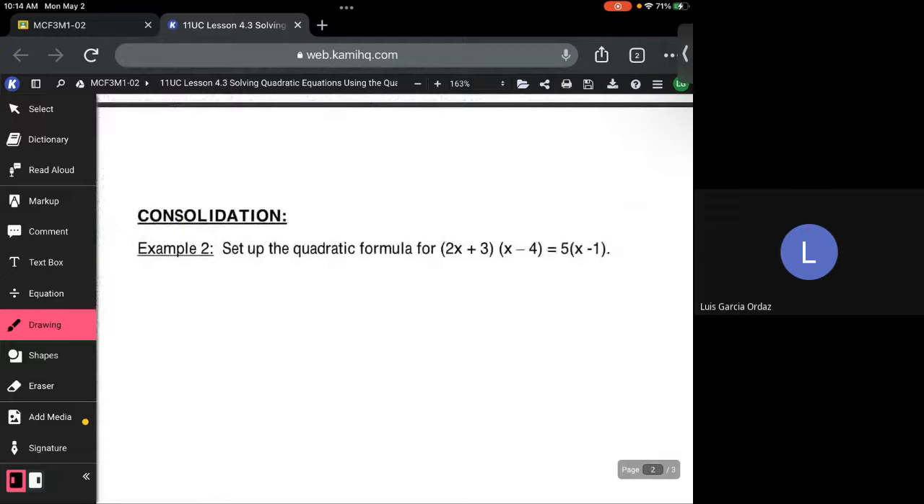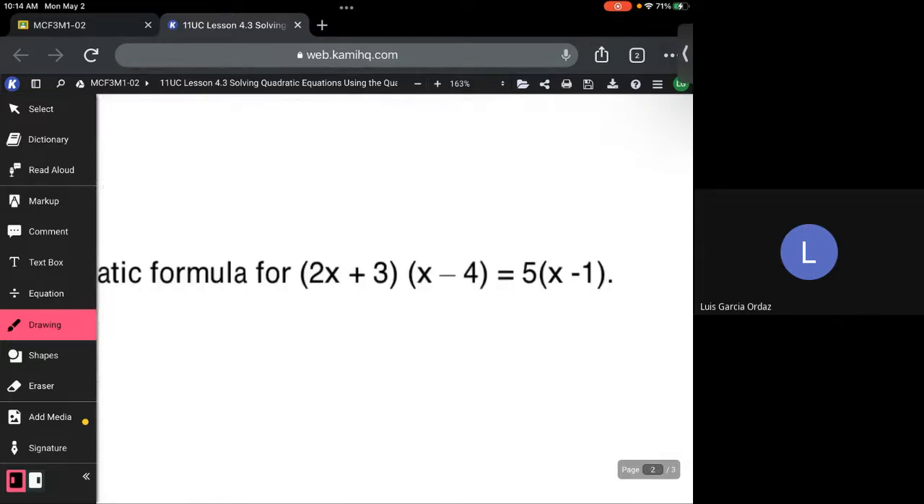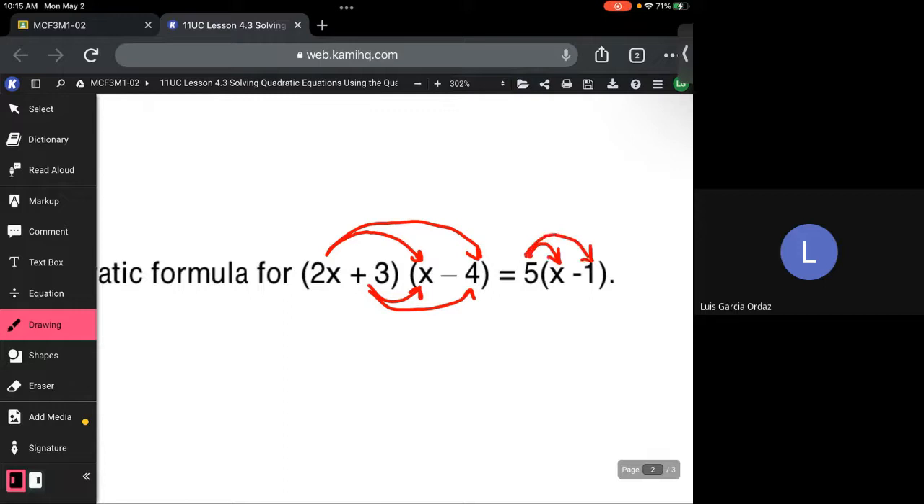So Rita, you said we'd have to expand, right? So I have to FOIL, and same with the right side. So for the left side, what do we have when I distribute? What am I going to get? 2x squared, minus 8x, plus 3x, minus 4. Perfect. And what do I get on the right side?